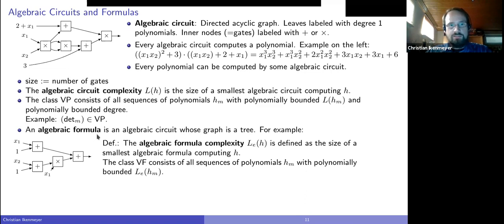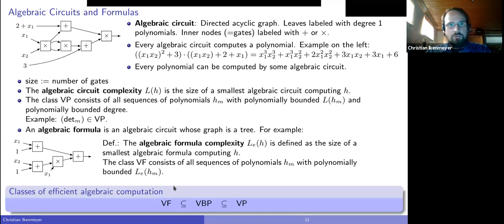An algebraic formula is now an algebraic circuit whose graph is a tree, like this one here. And you can now define an algebraic formula complexity, and again define a class that consists of the sequences of polynomials where this complexity is polynomially bounded. Right. So now we have actually seen 4 different measures of complexity, and the definitions of these classes always consist of all the sequences of polynomials where the complexity is polynomially bounded.